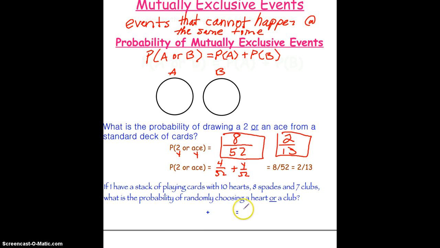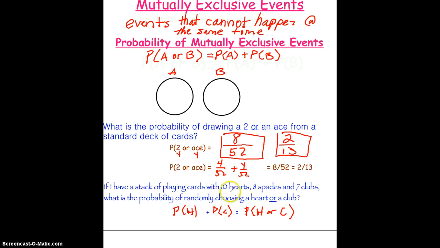All right, for the next example, you're given a situation, and you're finding the probability of randomly choosing a heart or a club. So probability of heart or club. And knowing that these are mutually exclusive, we can say this is the probability of drawing a heart from here, plus the probability of drawing a club from here.